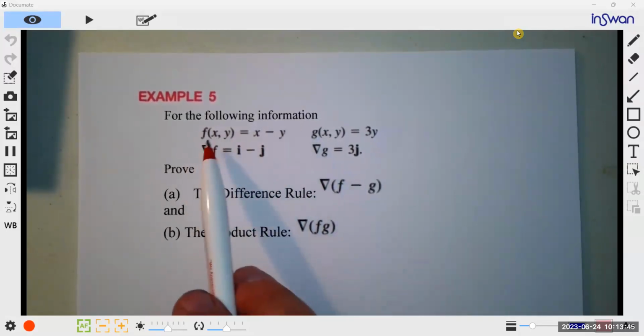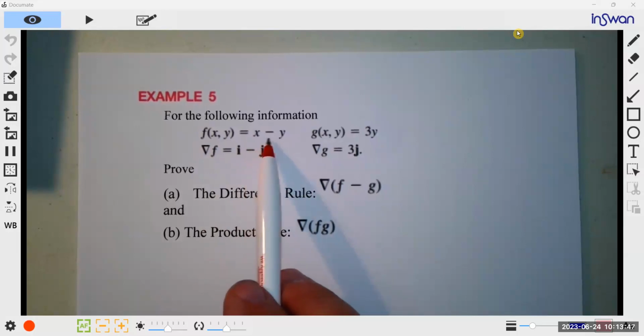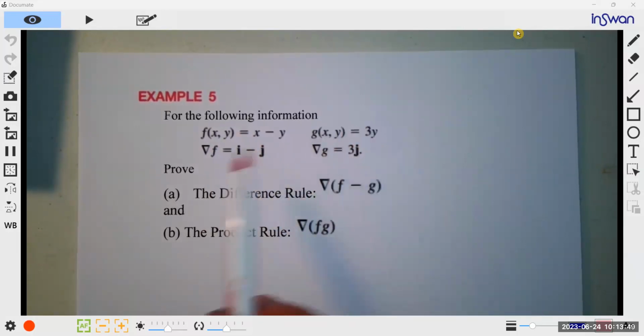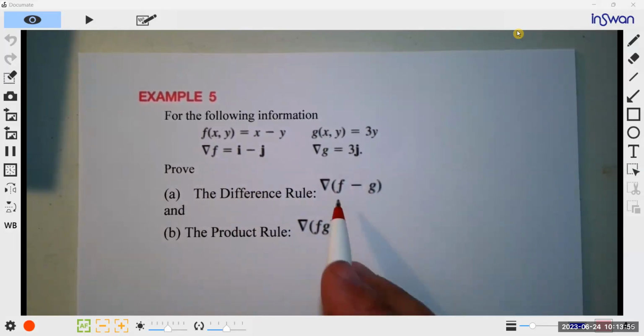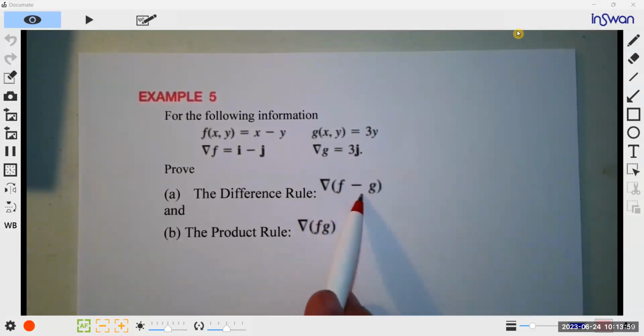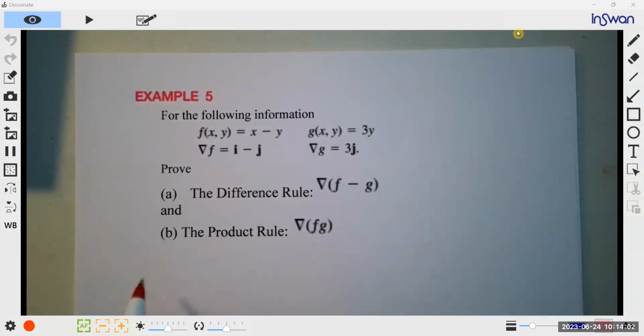For the following information, f(x,y) is x minus y, g(x,y) is 3x. So del f is i minus j, the del g is 3j. Prove the difference and then prove the product.